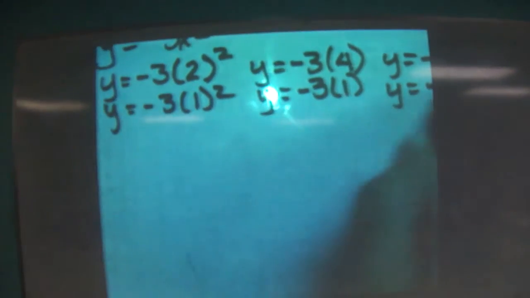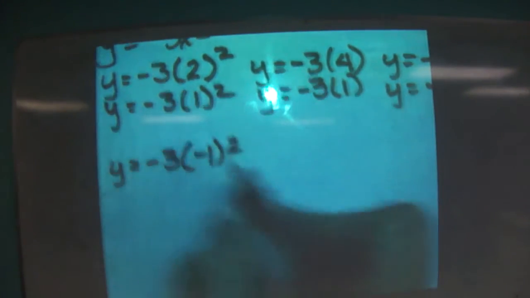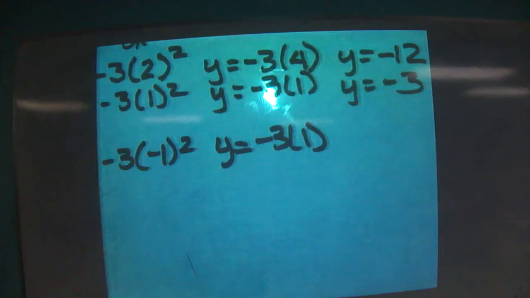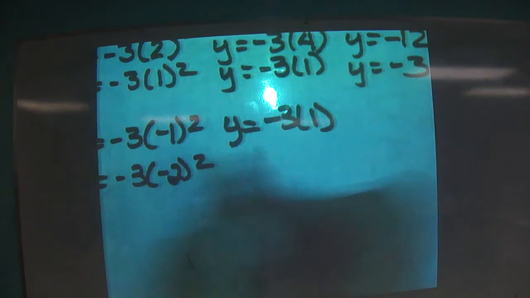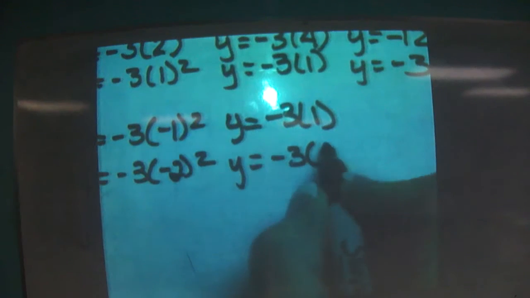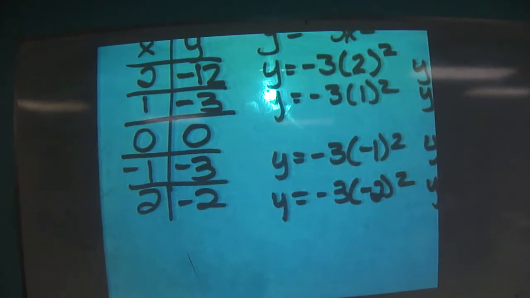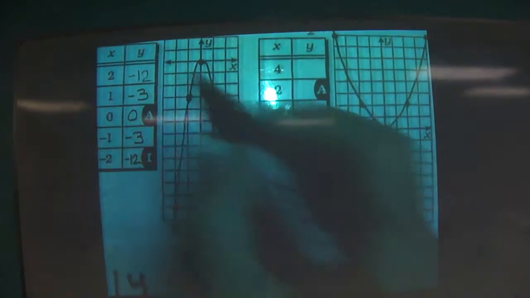Positive 1. So it's the exact same problem here. y equals negative 3 times negative 1 squared, y equals negative 3 times positive 1. It ends up with the exact same problem. y equals negative 3 times negative 2 squared, y equals negative 3 times positive 4. Exact same problem again. So you end up with 2, negative 12, 1, negative 3, 0, 0, negative 1, negative 3, and negative 2, negative 12. And sure enough, here they are.